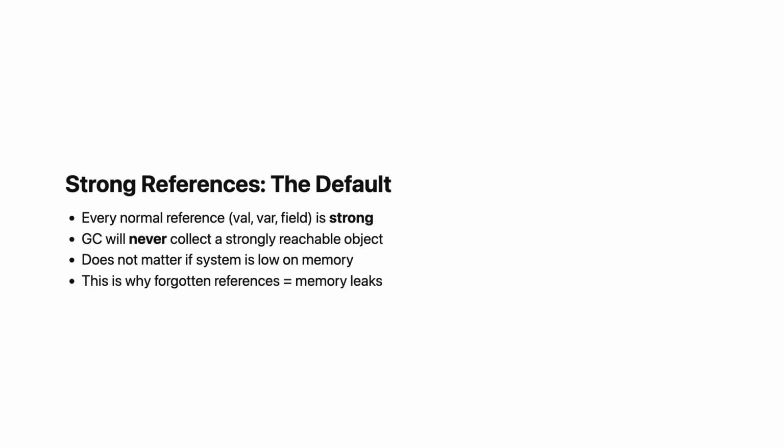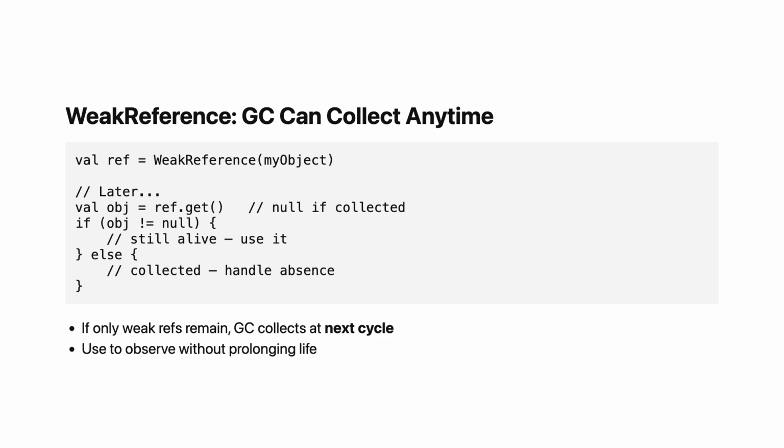A weak reference is the opposite extreme. It says to the GC, I have a reference to this object, but I do not need it to stay alive for my sake. If the only remaining references to an object are weak references, the GC is free to collect it at the next collection cycle, not under memory pressure, not when it feels like it. At the very next GC, it is as if the weak reference is invisible to the GC's tracing algorithm.